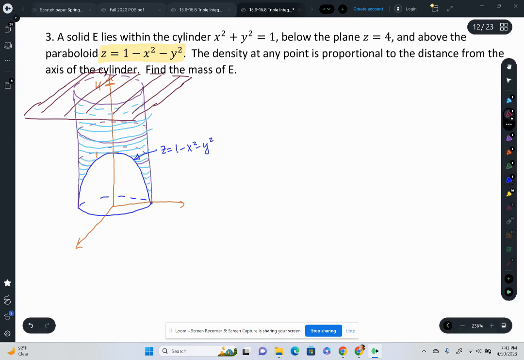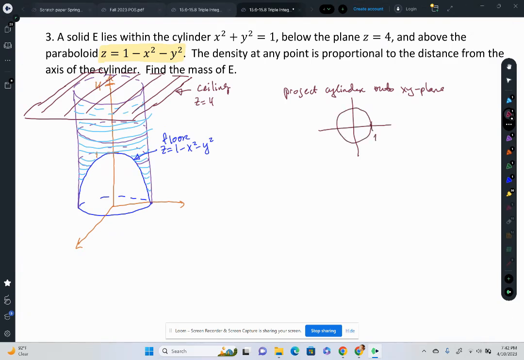And so this is the floor. And then the ceiling is going to be this flat plane, z equals 4. So that gives me my z bounds. And then the cylindrical shape, that's not changing, right? It's just its bottom and top that are different from each other. But the cylindrical shape is still giving us our bounds for x and y. So if we project the cylinder onto the xy plane, we're going to get a unit circle.